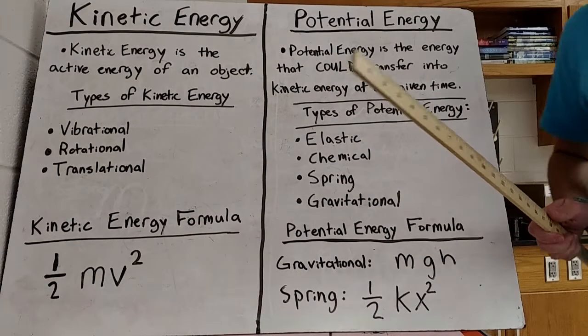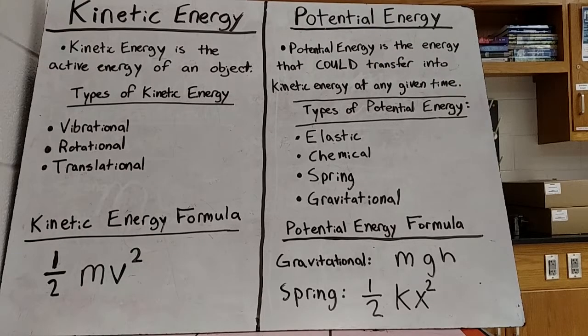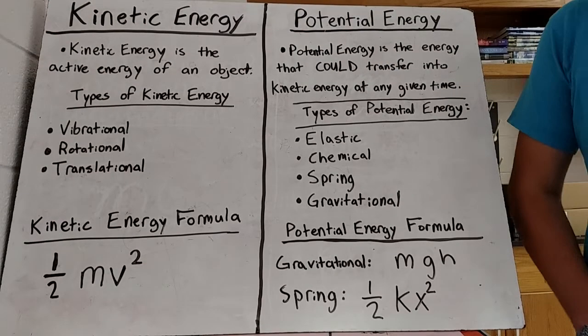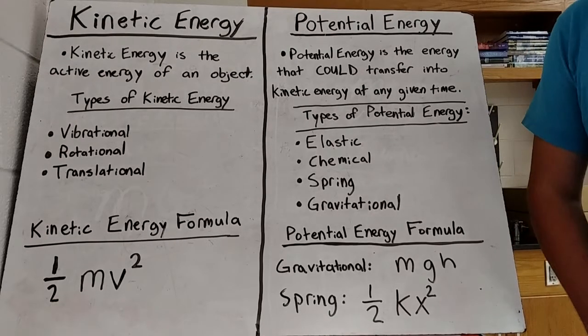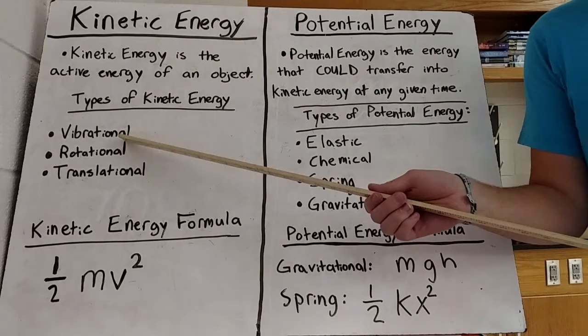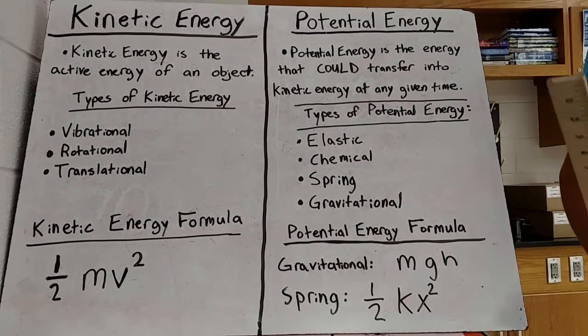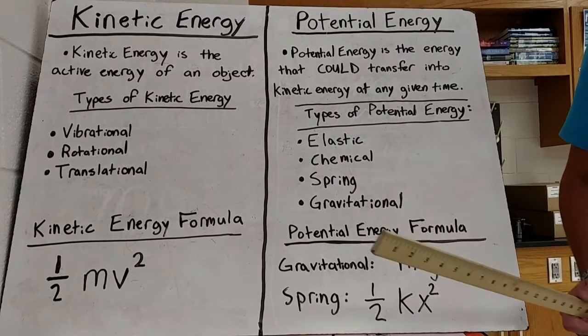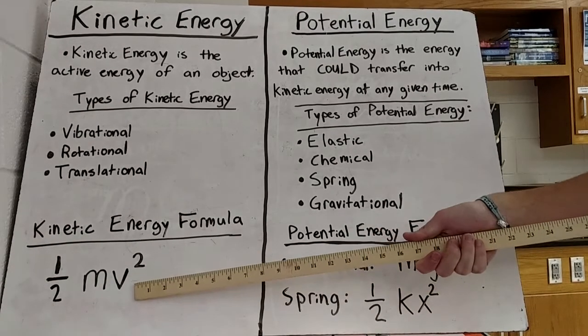First of all, we have two different kinds of mechanical energy, kinetic energy and potential energy. First of all, kinetic energy is the active energy of an object. That means when it's moving. There are different kinds of kinetic energy. They're vibrational, rotational, and translational. The formula we usually use to calculate any kind of kinetic energy is 1/2 mass velocity squared.